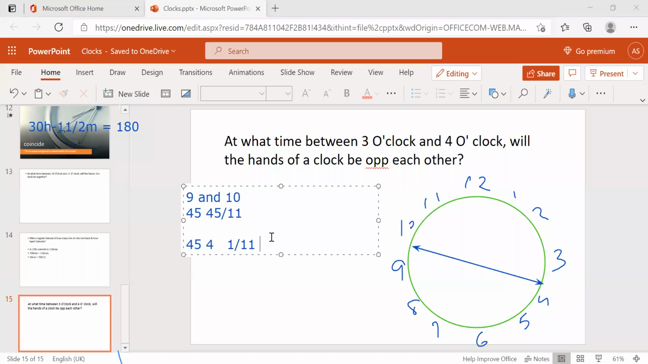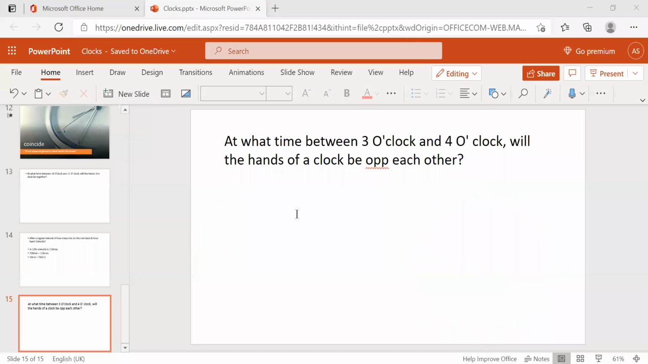So 4 will be added here. So it is nothing but 49. So 3 hours, 49 and 1 by 11 minutes. Is it right? How many have given answers? So check it. Superb. Nice. Okay.